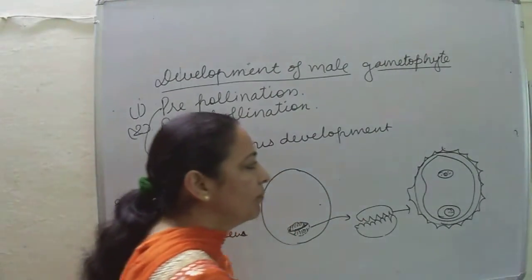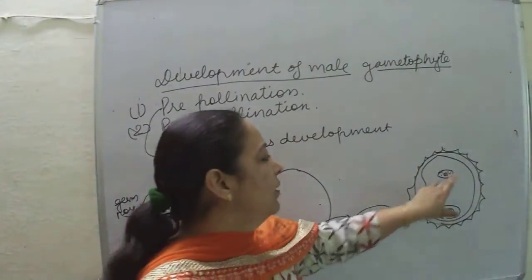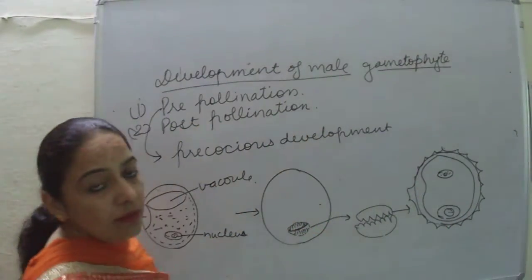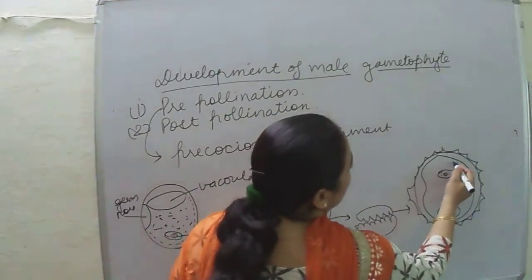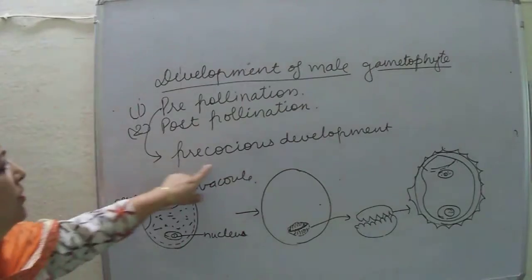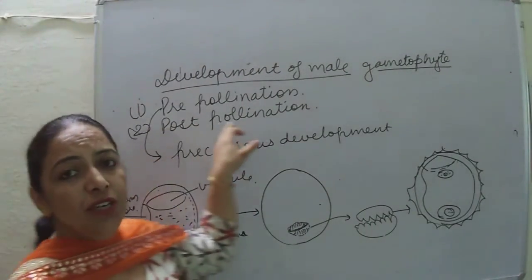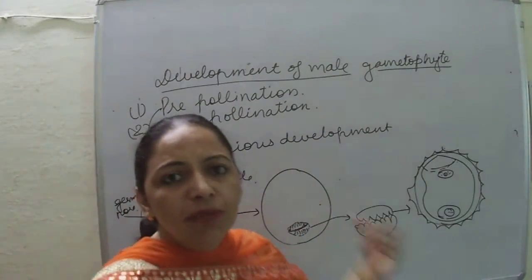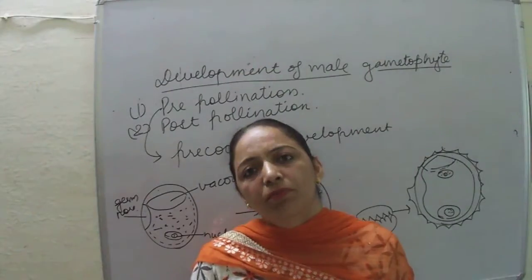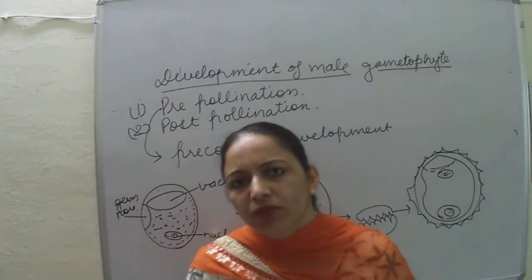Now the shape: exine, generative cell, vegetative cell, germ pore, and the vacuole here. This is the pre-pollination development, known as precocious development. Now the post-pollination development. Post-pollination development means that pollination occurs and after that the male gametophyte starts developing. Pollination, you well know about the pollination.